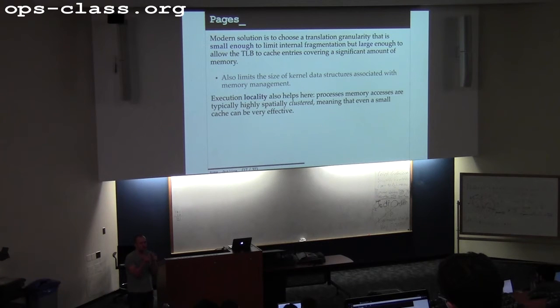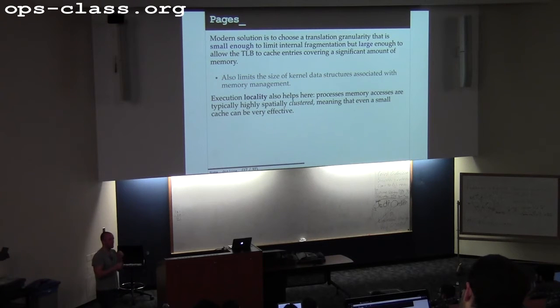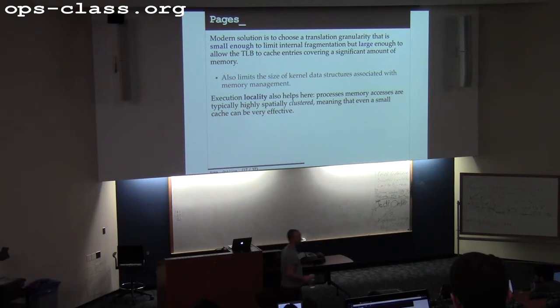Imagine that you're watching all the accesses to that memory in time. You could even do like a heat map, right, showing the number of accesses that are occurring in various parts of memory. And the important thing here is that over small enough windows of time, the memory accesses are highly clustered. So it's called execution locality.